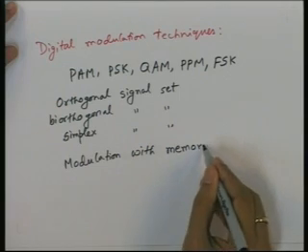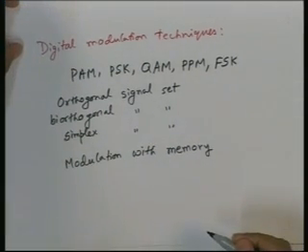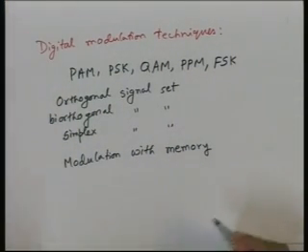where what is transmitted in a particular symbol interval does not only depend on the information bits, but also depends on what was transmitted before. So, that means the transmitter remembers what it did before. That is why those modulation techniques are modulation with memory.